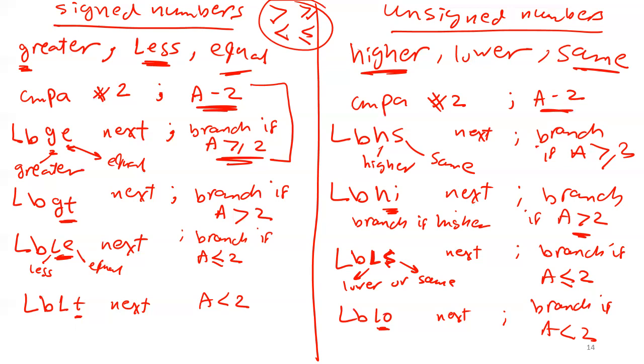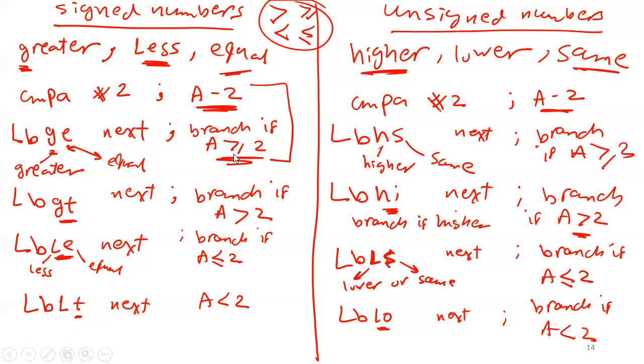The only difference is that if you want to do the condition bigger than or equal, and your numbers are signed, you have to use this instruction. If it is unsigned, you have to use this. And just to make it easy, as I told you, we use different English names. They have the same meaning, just different English names.